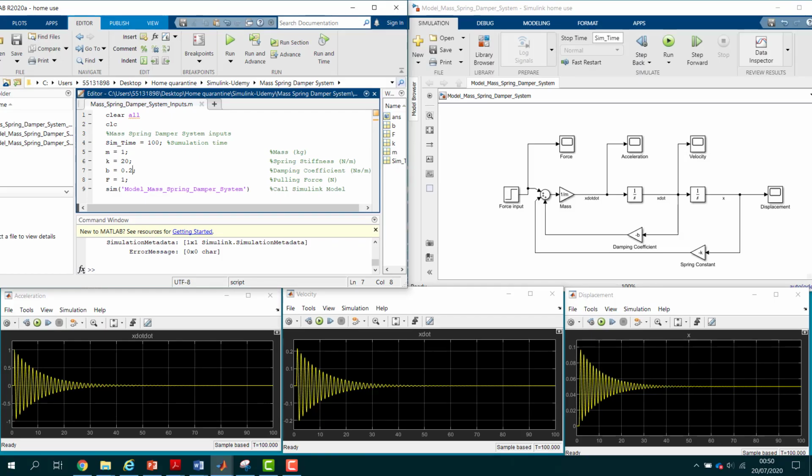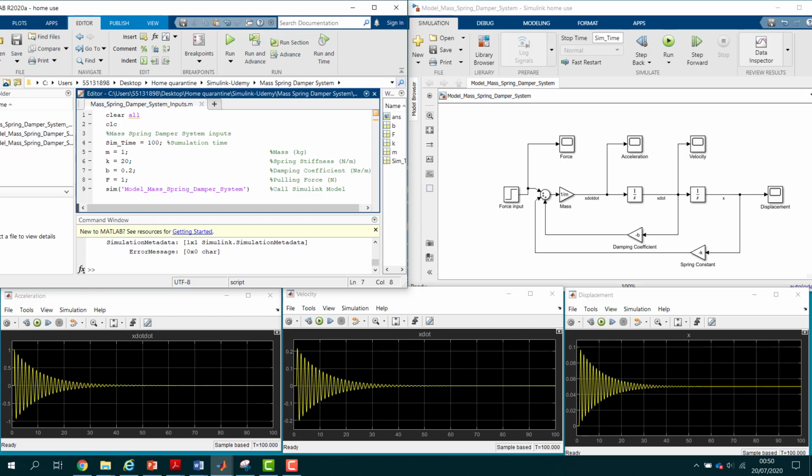Let's look at the simulation of mass spring damper system in depth. We have M script written on the top left hand side, which contains the inputs of the mass spring damper system. Then we have the Simulink block diagram on the top right hand, which represents the mass spring damper model. The M script code is written in a way that it can call the Simulink model while running the simulation. The bottom graphs from left to right represent acceleration, velocity, and displacement versus time responses, respectively.